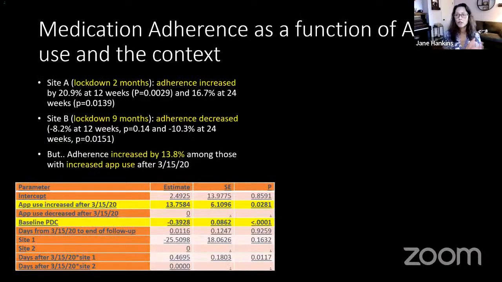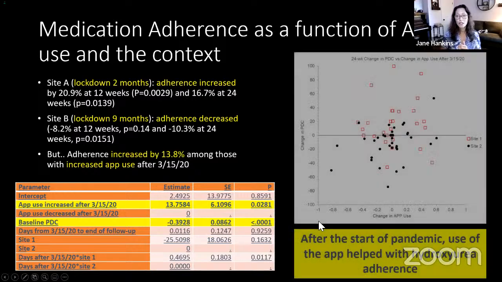And how did that influence the adherence? Well, it did influence. So the first site, site A, had a lockdown of 2 months. Well, those people had improved adherence. They at 12 weeks improved by 20%, and then at 24 dropped a little to 16.7%. At site B, the lockdown was longer, and the adherence actually decreased. But if you used the app more after the pandemic, and that happened in both sites, your adherence improved.